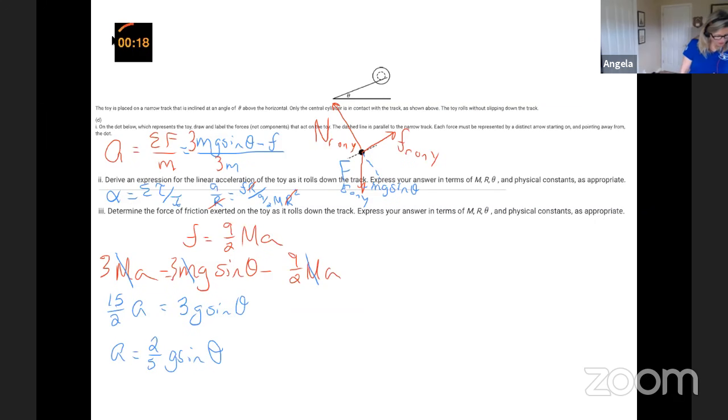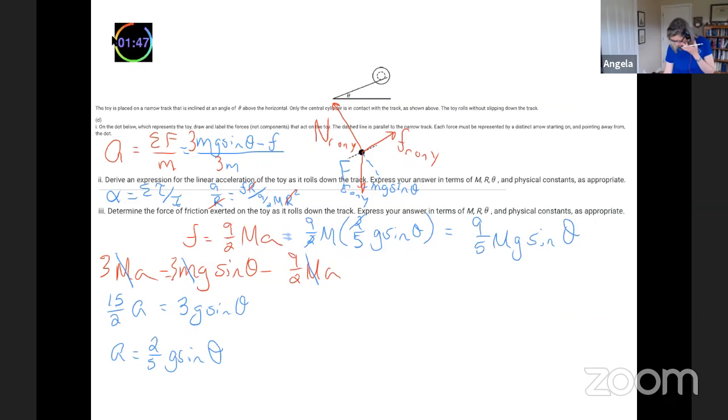All right, then determine the force of friction exerted on the toy as it rolls down the track. Well, we know friction is 9/2 ma. So come back. I don't even know how to do these arrows. Okay, I'm going to erase these. The other ones look kind of cool, so I'm just going to leave them and pretend it was intentional. 9/2 m times a, 2/5 g sine theta. So you get 9/5 mg sine theta. Is that what you guys got? Just make sure.